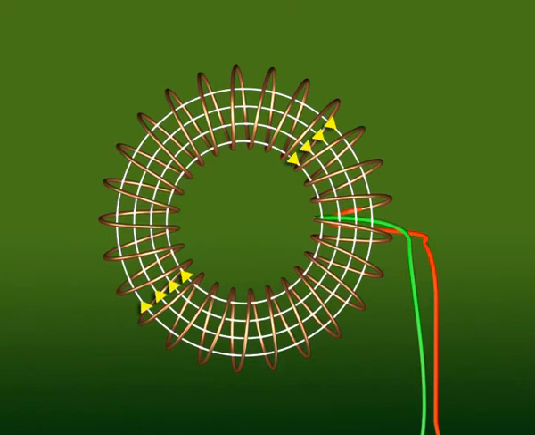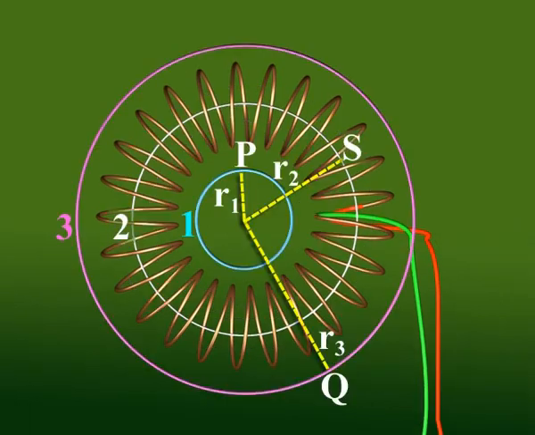A magnetic field of constant magnitude is set up inside the turns of the toroid in the form of concentric circular magnetic field lines. We know that the direction of the magnetic field at a point is given by the tangent to the magnetic field line at that point. Let us draw 3 circular Amperian loops 1, 2 and 3 of radii R1, R2 and R3 to be traversed in the clockwise direction in such a way that the points P, S and Q may lie on them.